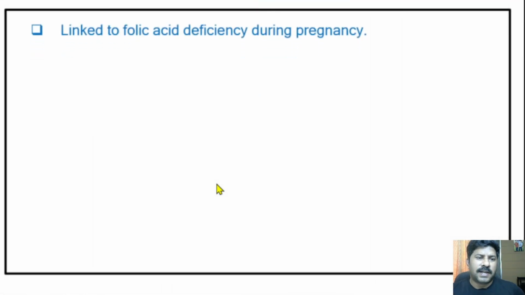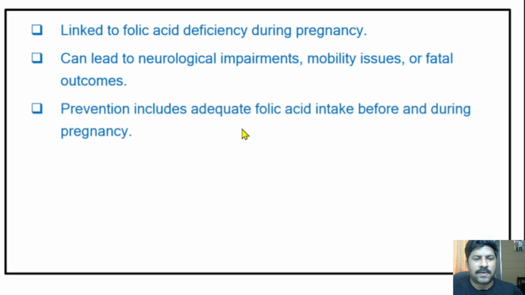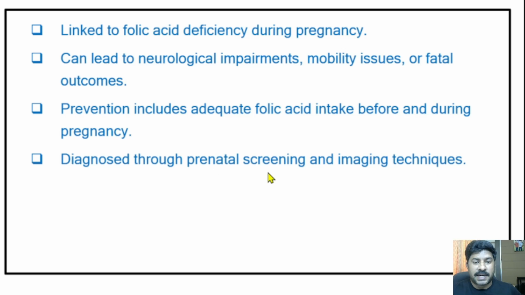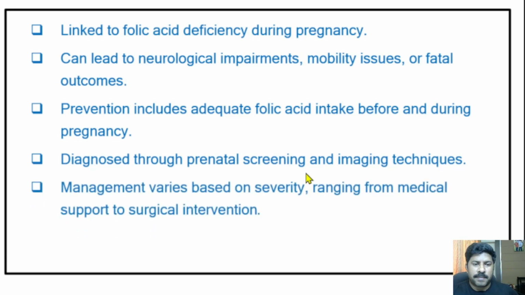Neural tube defect is linked to folic acid deficiency during pregnancy. So that is why we supply folic acid during the antenatal period. It can lead to neurological impairments, mobility issues or fatal outcomes. Prevention includes adequate folic acid intake before and during pregnancy. It is diagnosed through prenatal screening and imaging techniques. Management varies based on severity, ranging from medical support to surgical intervention.